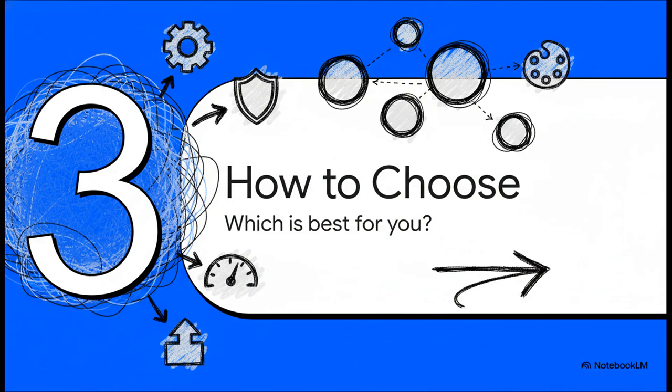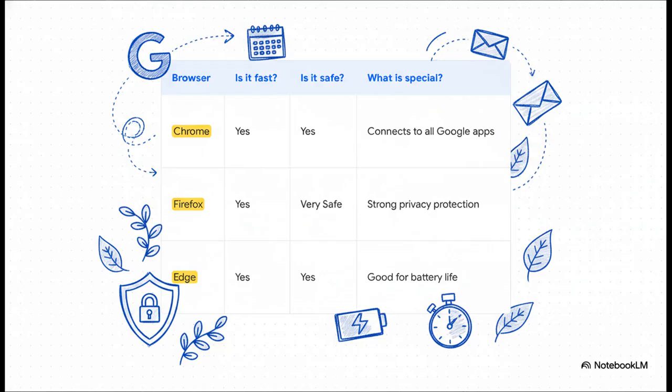So you've got these three heavy hitters: Chrome, Firefox, and Edge. The big question is, which one is the best? Well, the truth is, the best choice really comes down to what's most important to you. Let's break down their key differences so you can figure it out. Let's put them head to head. First off, are they fast? Yep, all three are super speedy. Are they safe? Absolutely. They all take security very seriously.